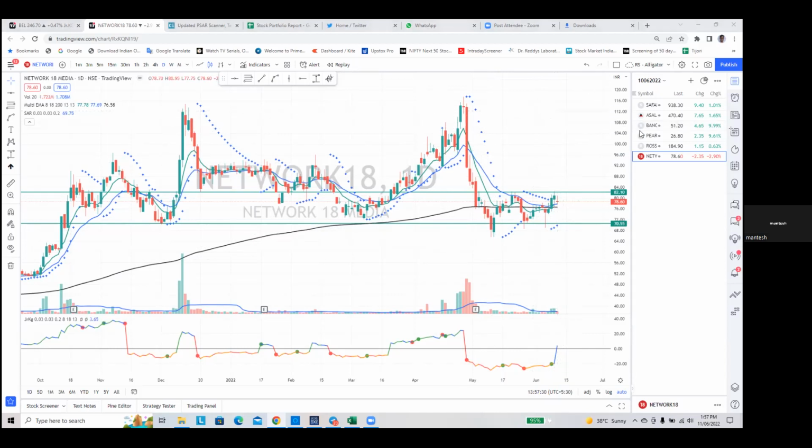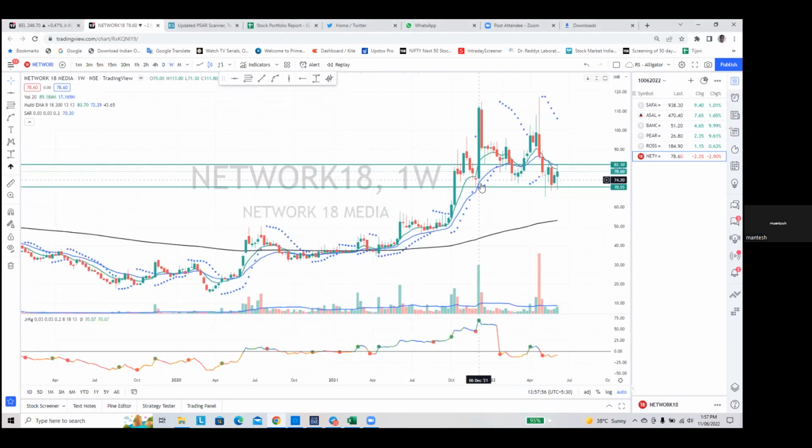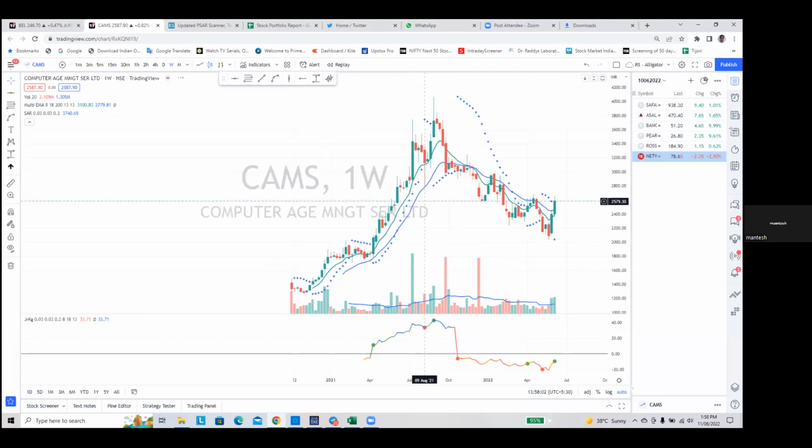Okay, let me go to the chat box and see the questions. The second is: how to play the weekly setup. Okay, I'll just answer this one question on the weekly setup, and then I will take other questions. Let me change the chart to the weekly setup. I will share one example which I took yesterday, CAMS.